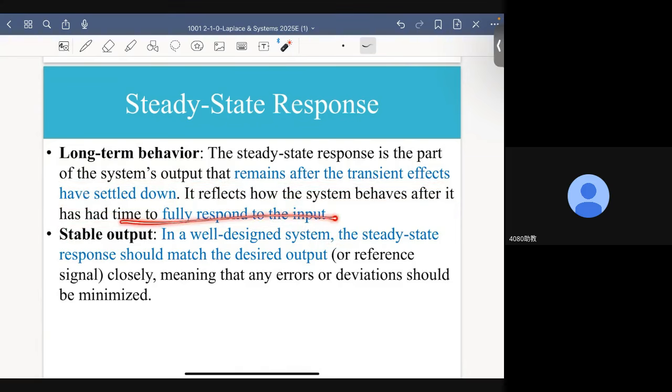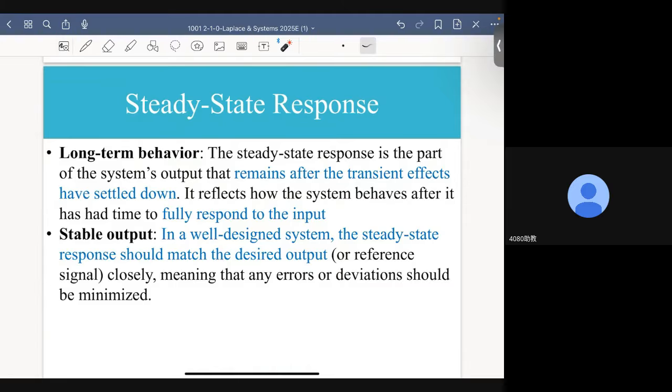Okay, this statement really carries a very important message. Steady state response represents the response of the system when the input to the system has been fully appreciated, or fully taken effect. Okay, so that means when you apply an input to the system, you do not get what you want immediately, because it will take time for the input to take full effect. That is the nature of dynamic systems.